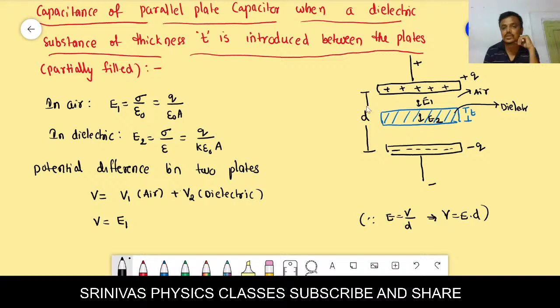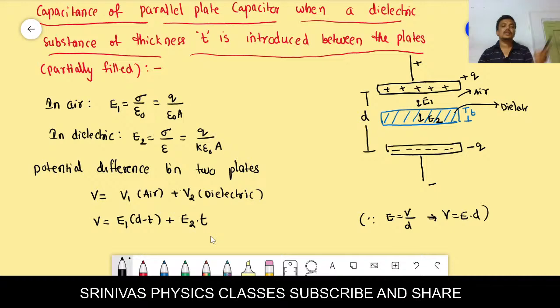In the figure, this part is air and this part is air. This is the dielectric. From the total, you remove the dielectric part, so the air distance is d minus t. D is the total separation. If you remove the dielectric thickness, you get the air thickness. Next, the potential difference in the dielectric: we take the electric field in the dielectric and the dielectric thickness, which is t. Now we have the equation.